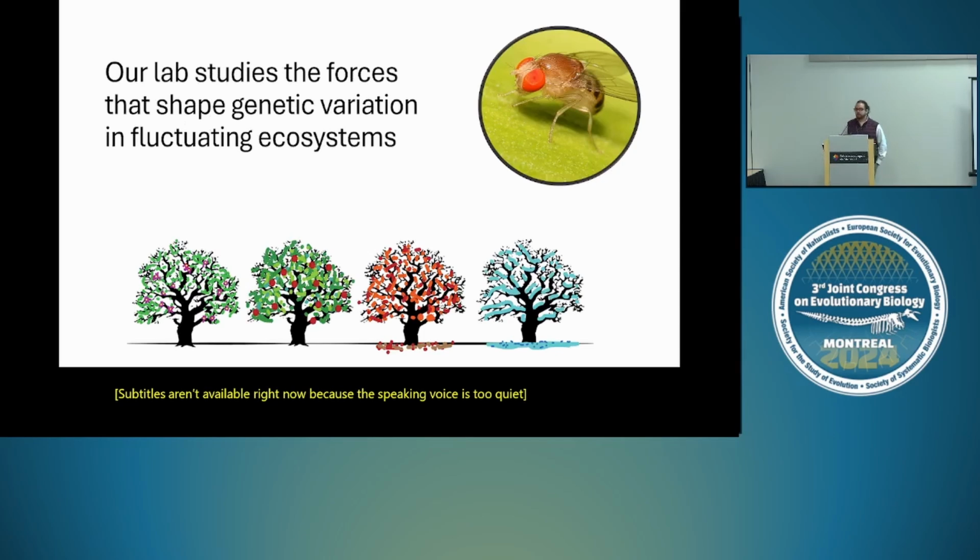So a lot of the work that we do in our laboratory is motivated by a fundamental desire to understand the forces that generate and shape genetic variation in ecosystems that are known for being highly fluctuating, right?